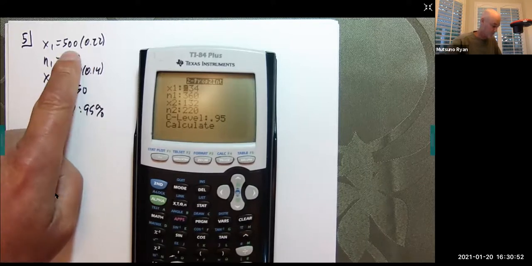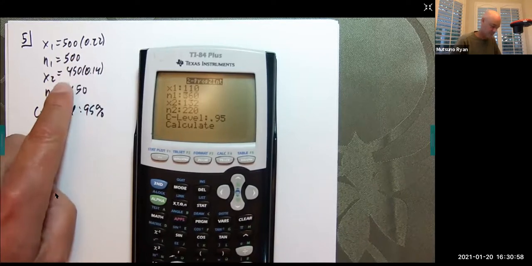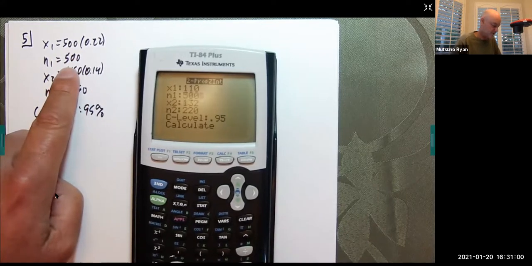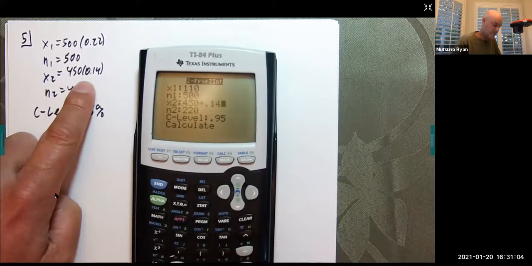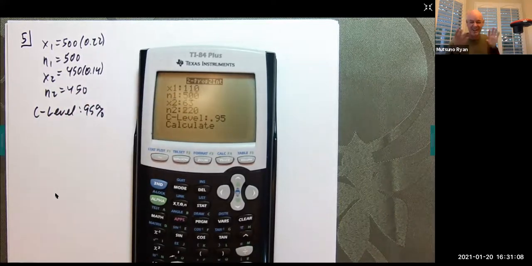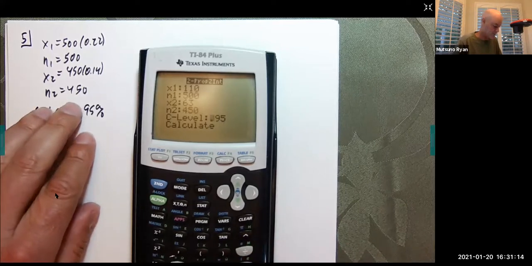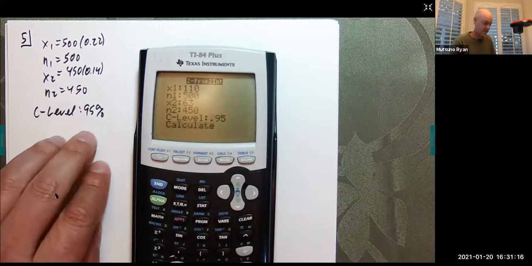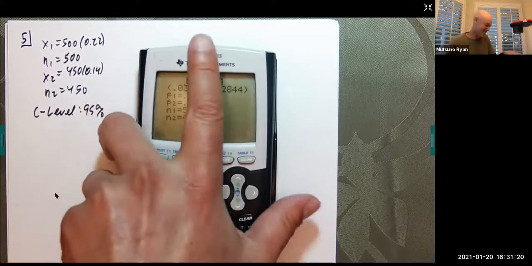And watch what we can do. I can actually type in 500 times 0.22 directly into it. 500, 450 times 0.14. It won't accept a decimal, so you may have to round it off, and the answer will be slightly different, but we'll account for all of that. In 0.95, and watch this, you're done. It's really nice.